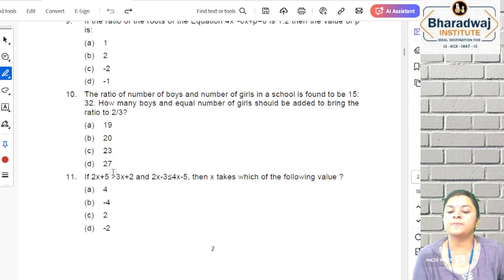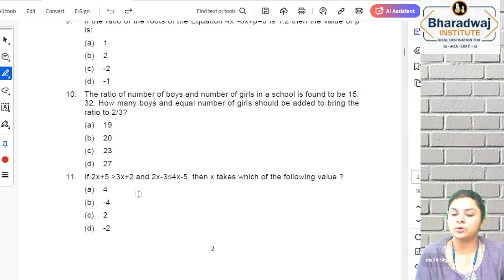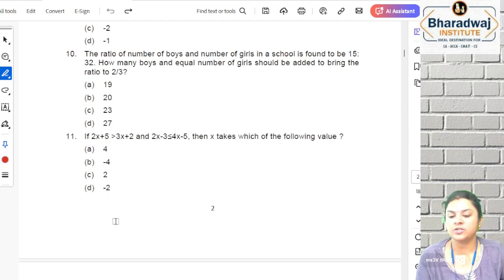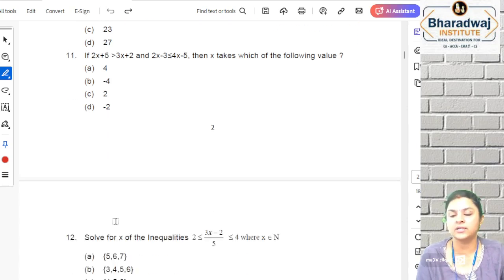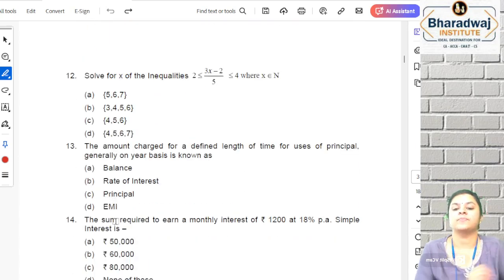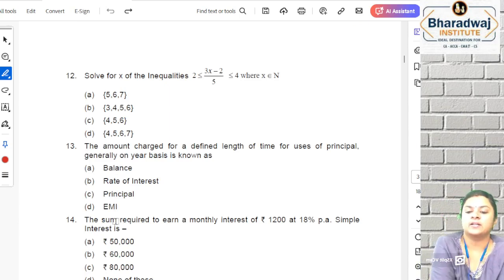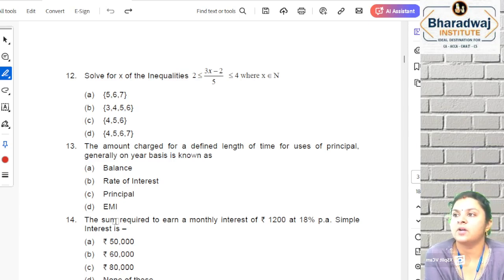Next. 2x plus 5 greater than 3x plus 2, 2x minus 3 less than or equal to 4x minus 5. X takes which of the value? Substitute and solve, you can find the answer. We just did this question. Next, solve for the inequalities where 2 is less than or equal to 3x minus 2 by 5 less than or equal to 4. Substitute and solve. That is the best option.